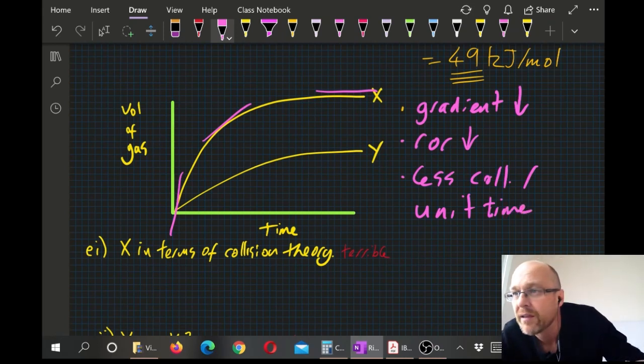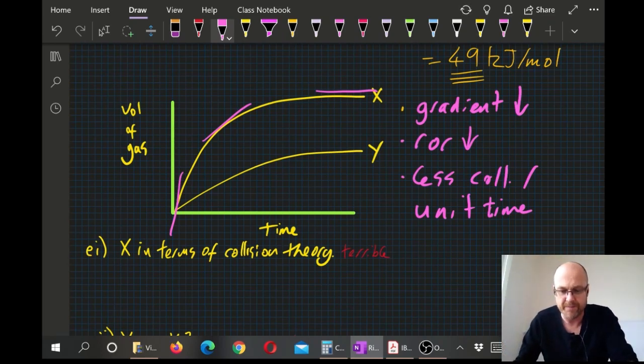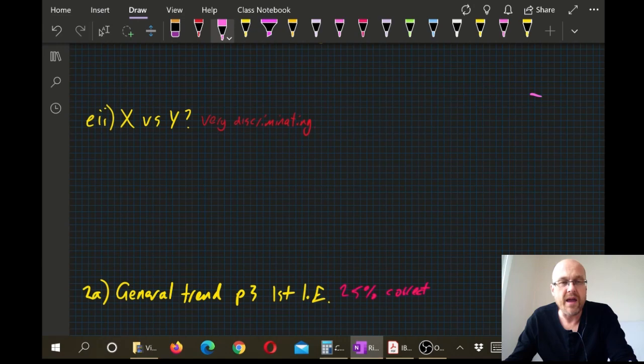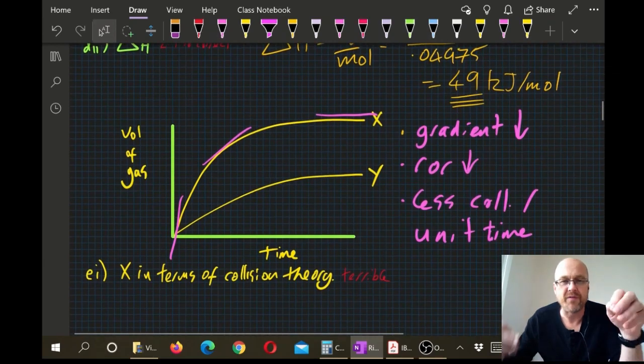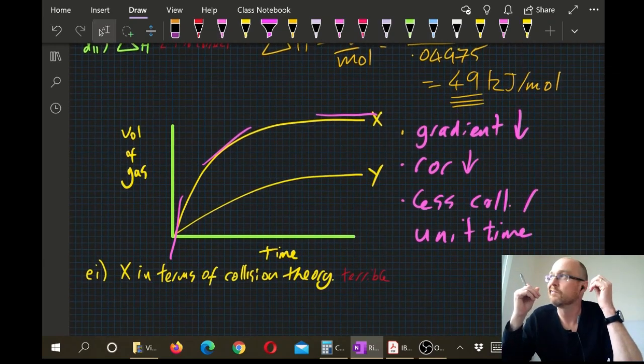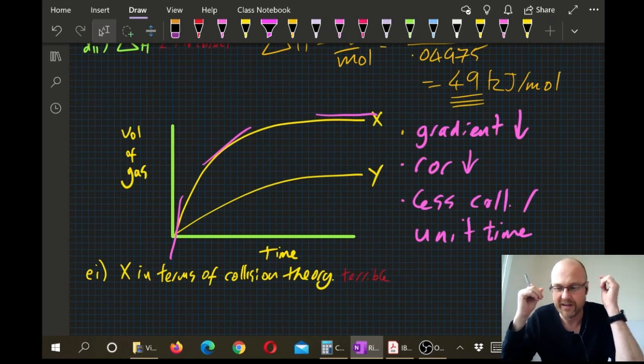Let's see if that's right. Okay. Slope decreases, volume produced, frequency of collisions, rate depends on frequency of collisions. Nice. So that's my 2 points there. Part 2, X versus Y. So whatever happened in reaction X, it's normally this exciting.